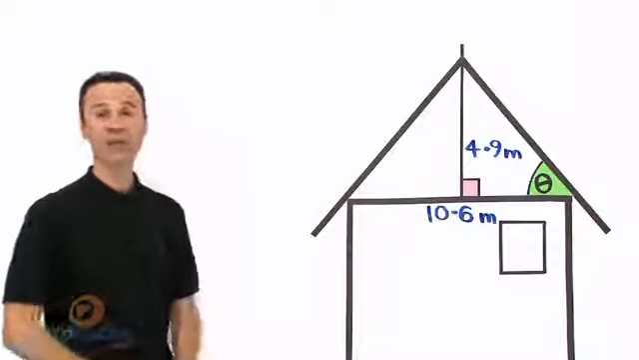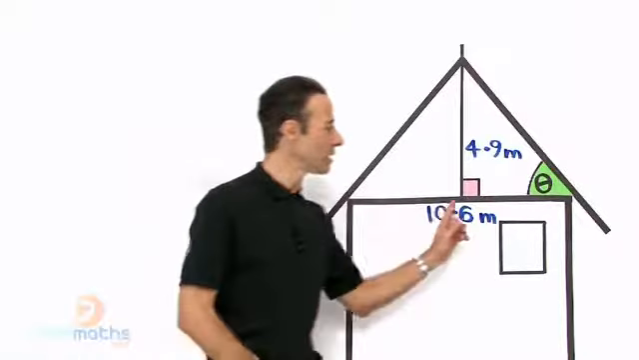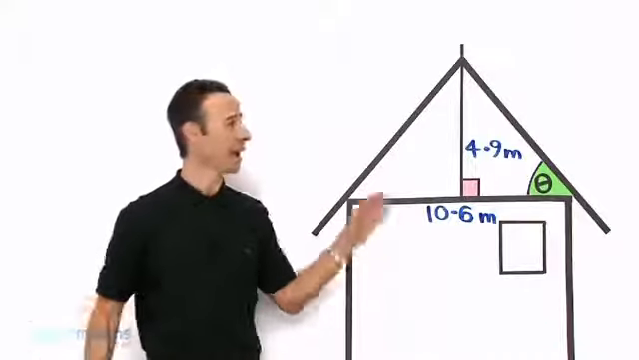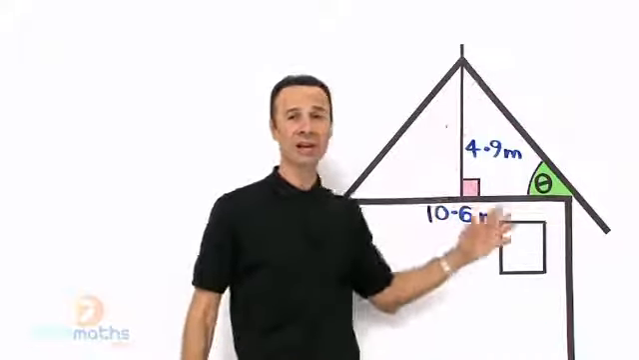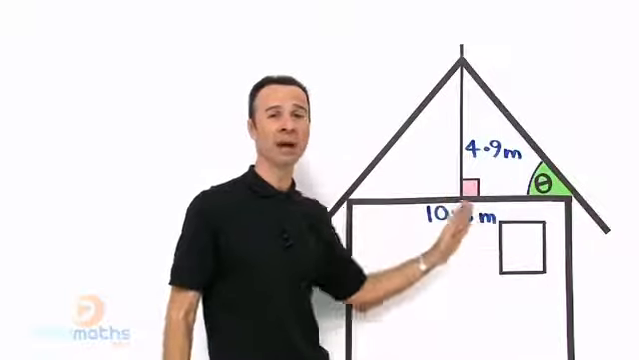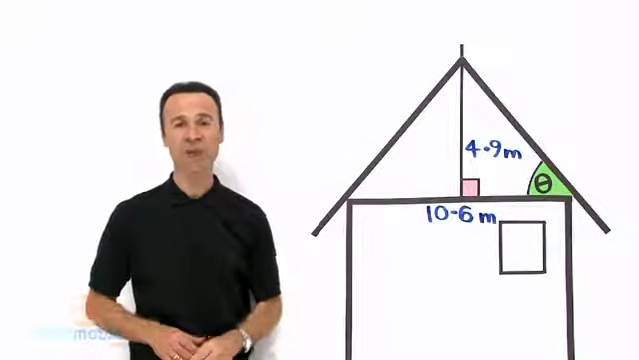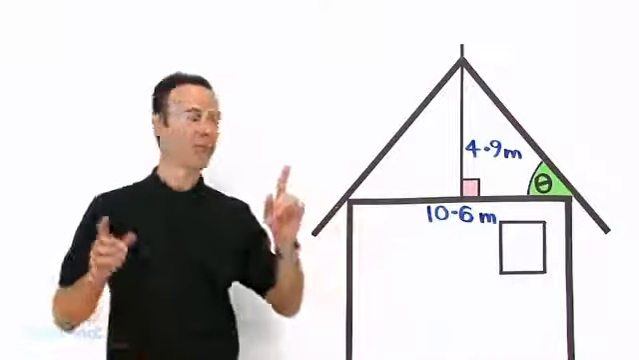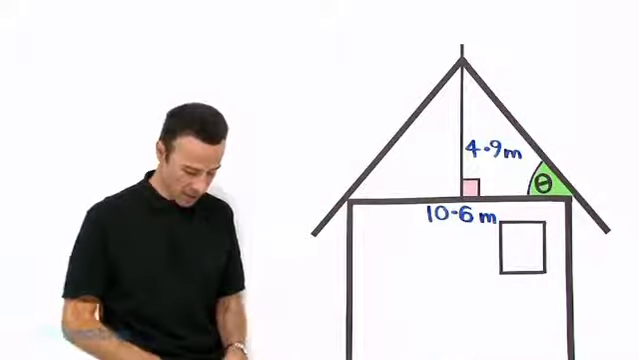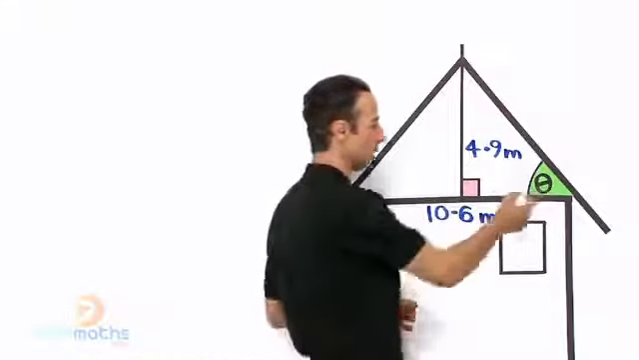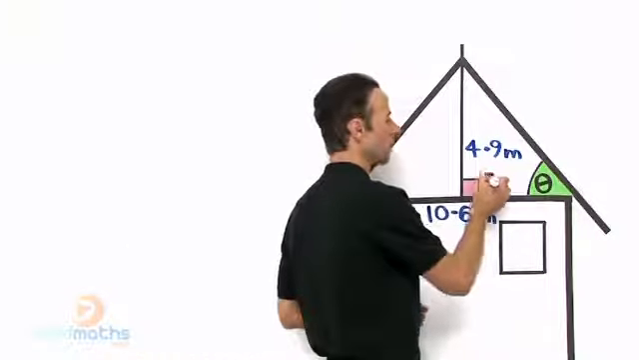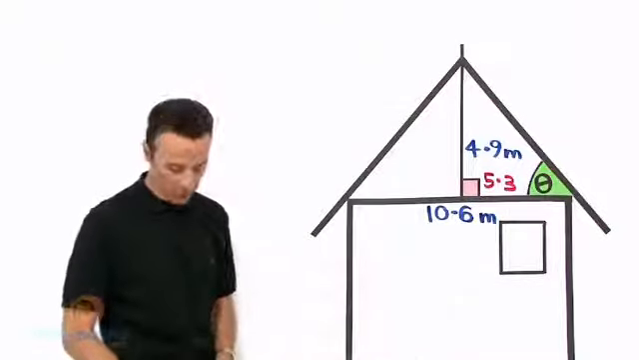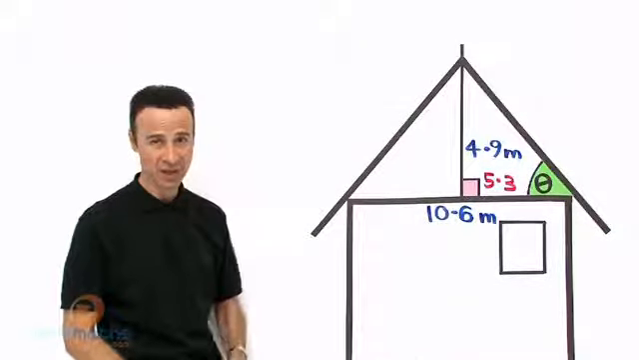First things first, let's find how wide it is right here. Now, if this is a perfect pitch to a roof, and that's an isosceles triangle, clearly that means straight down the middle, we can cut that 10.6 in half. So half of 10.6 is what? It's 5.3. So let's mark that in, 5.3. So this part here, across here, is 5.3. So now we have a beautiful right angle triangle there.